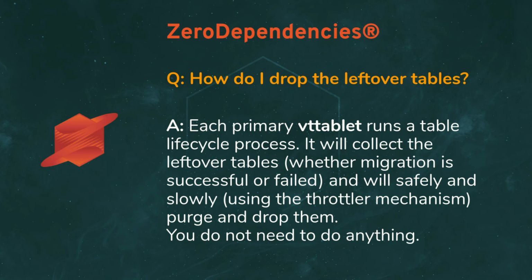And I can spend 30 minutes just on that, but Vitess now includes a table lifecycle mechanism where the table is renamed away and then slowly purged, using a throttler, depending on a throttling mechanism, and then finally silently and conveniently dropped away. So this is already integrated into the online DDL flow, and you do not need to do anything.